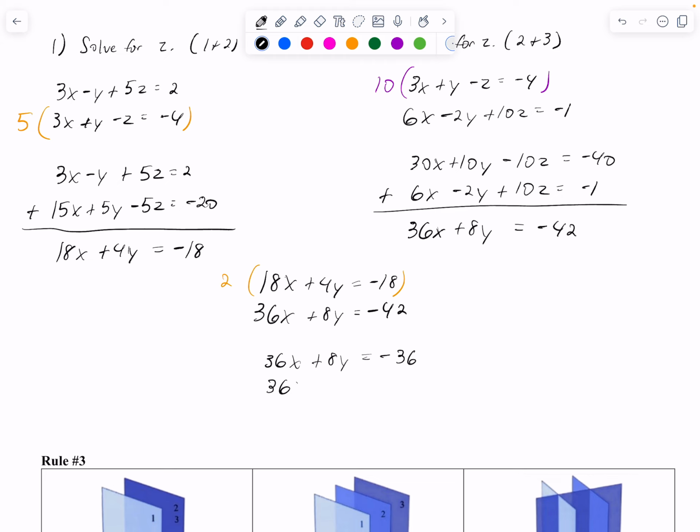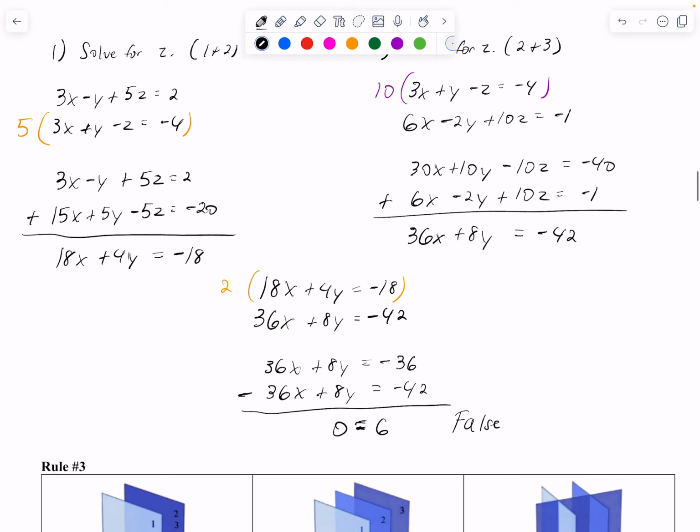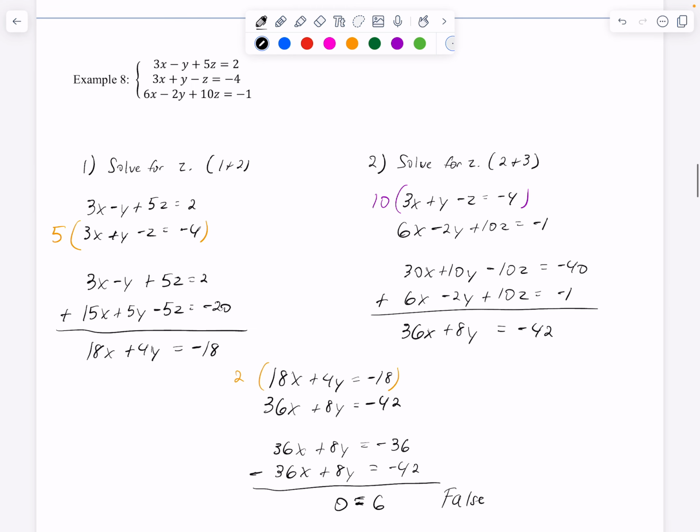Copy down the second one. And I'm going to subtract because 36x and 36x are the same. But you should notice that I get 0 equals, and that's going to be 6, I believe, which is a false statement. So in this case, we can stop working because we're not going to have any way for these three planes to intersect at a point, a line, or a plane.